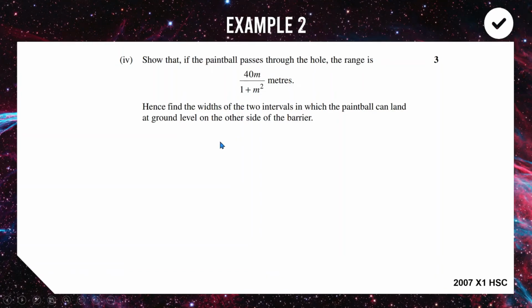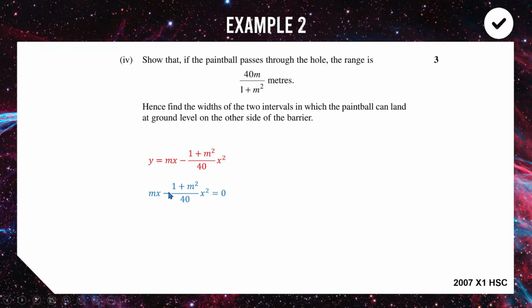Okay, so when you're trying to find the range of a projectile, what you're trying to find is where the y value is equal to 0, because range is where you land, and that's where your vertical displacement goes back to being 0. So we'll take our Cartesian equation from the earlier part of the question. We'll set the y value equal to 0, and we're going to try and solve for x and show that we get this value here.